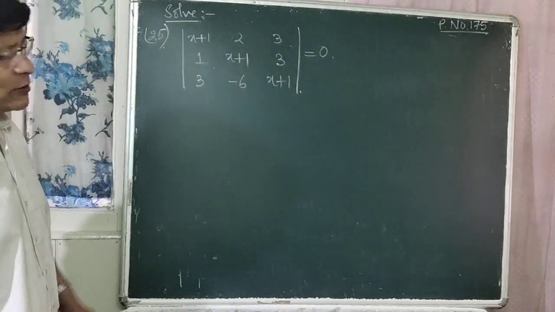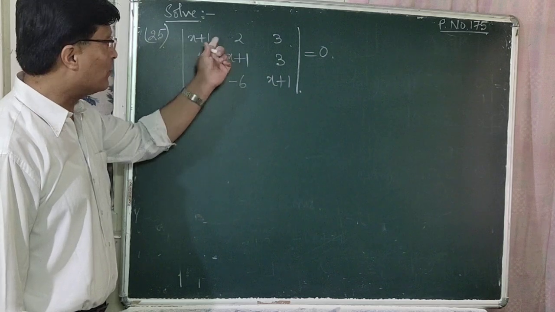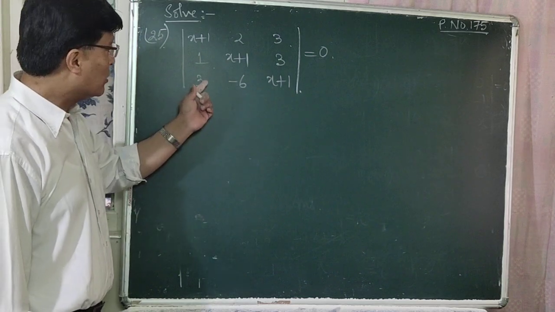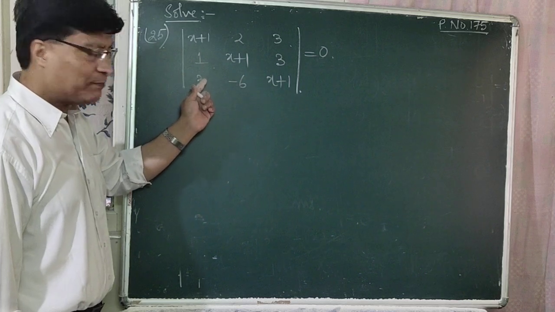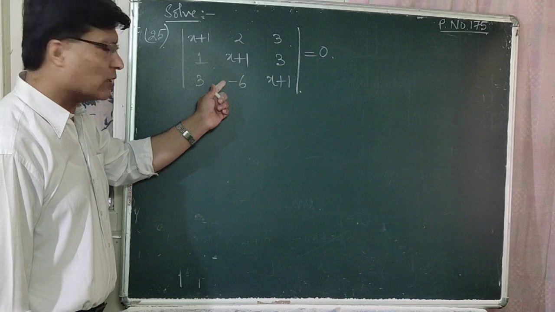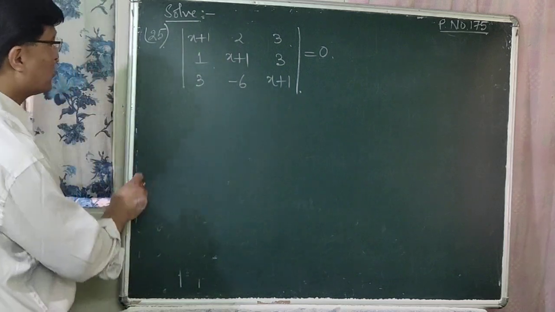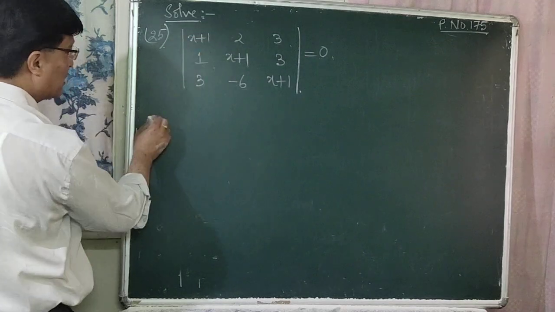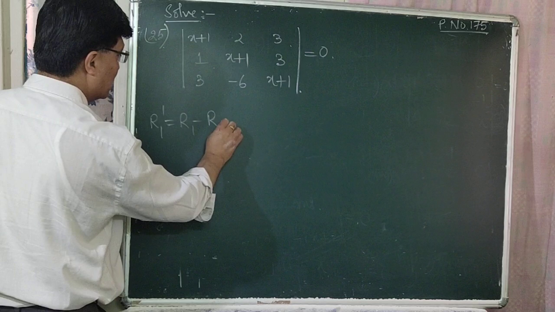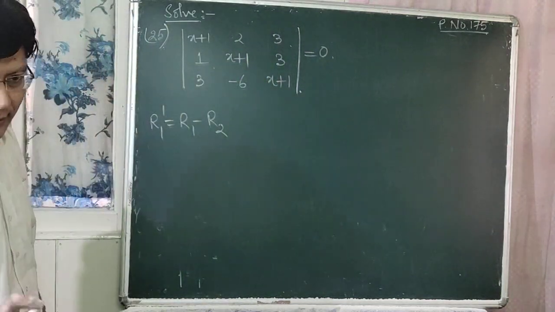So, what to use in this? Third row र first row मिलाउनु पर्यो कि third row र second row मिलाउनु पर्यो? यो मिलाउँ. Third row र first row मिलाउँ. हामी यहाँ property के use गर्दैछौँ? पहिला r1 dash is equal to r1 minus r2, right? So that 3 minus 3 is 0, clear?